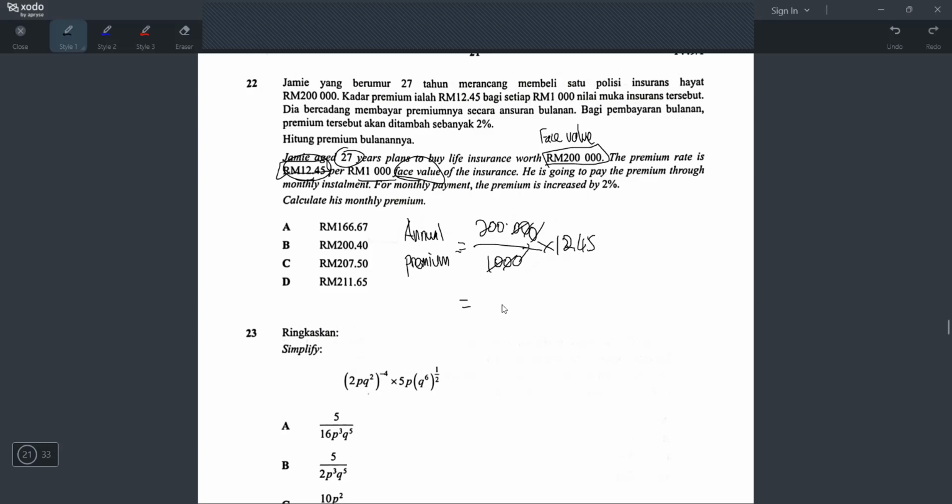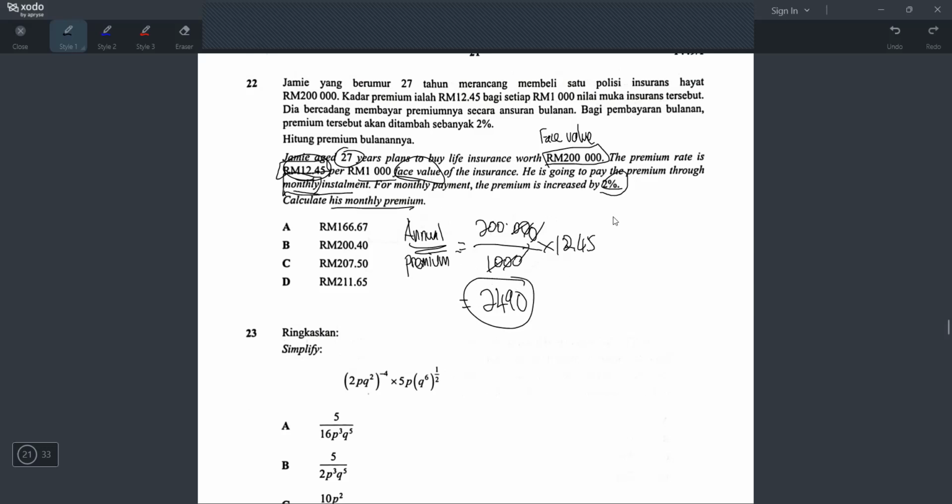It means that this is the yearly premium. Annual means tahunan, so 2490 is the premium tahunan. But what they say here, he is going to pay the premium through monthly installment. So dia bayar secara bulanan. For monthly payment, the premium is increased by 2%. Calculate his monthly premium. Okay, this is 1 year.